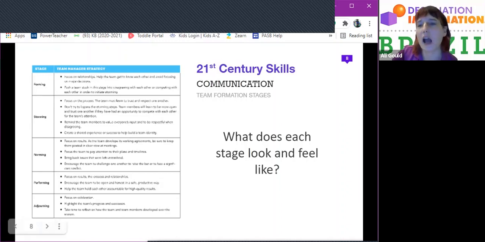Okay. So I don't know if you guys ended up doing your homework to look up what these terms meant, the forming, storming, norming, performing, adjourning. Did you guys go in and look? No, nobody did, right? That's okay. It's no problem.